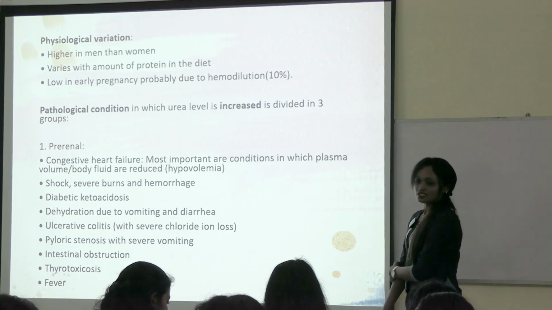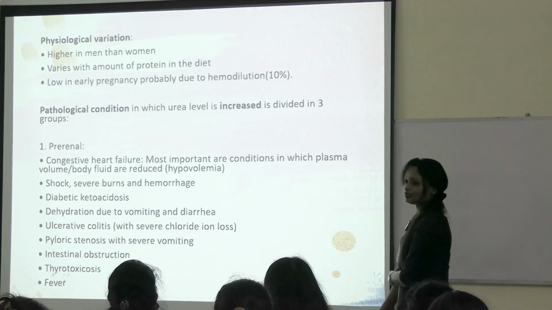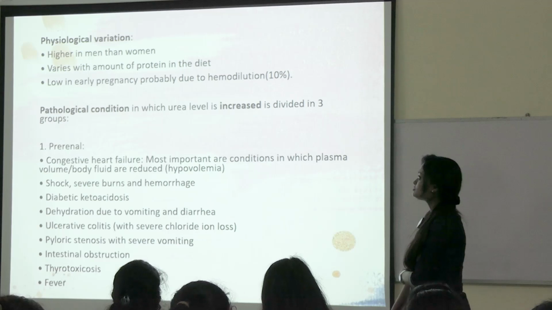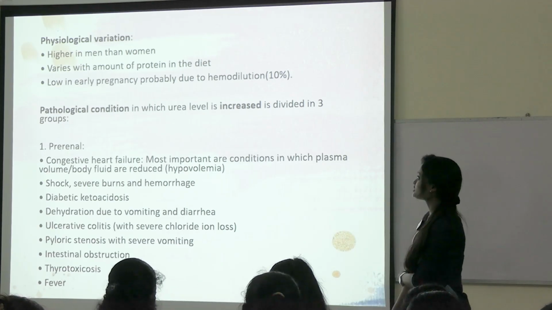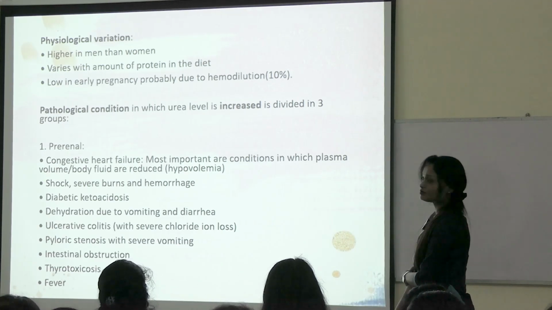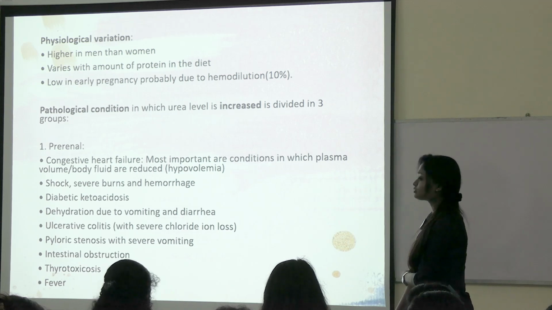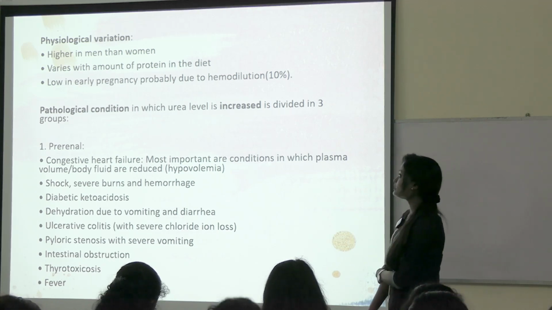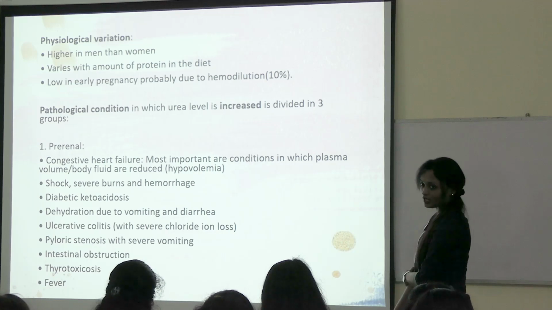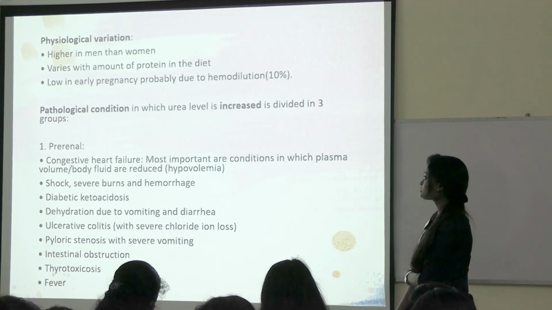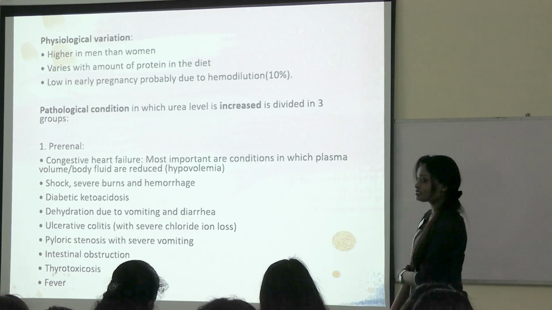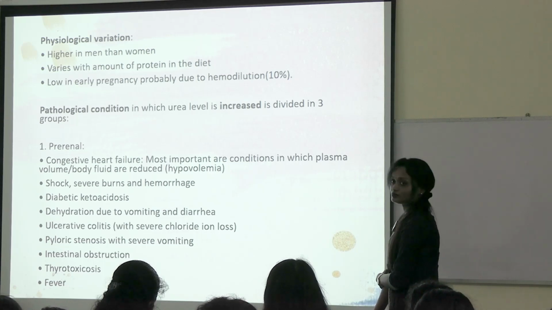So what are the reasons of the raised blood urea? First one is physiological variation. It is higher in men than women, varies with the amount of protein in the diet, and low in early pregnancy probably due to hemodilution. And the pathological conditions in which urea level is increased are divided into 3 groups.